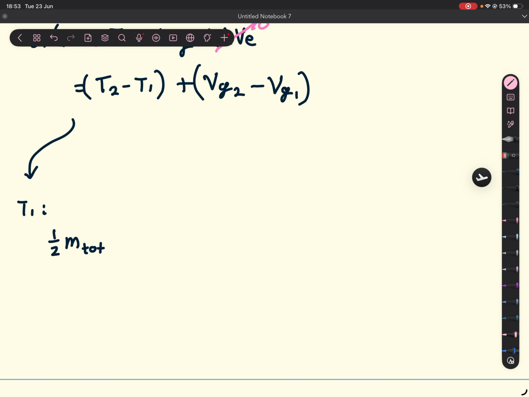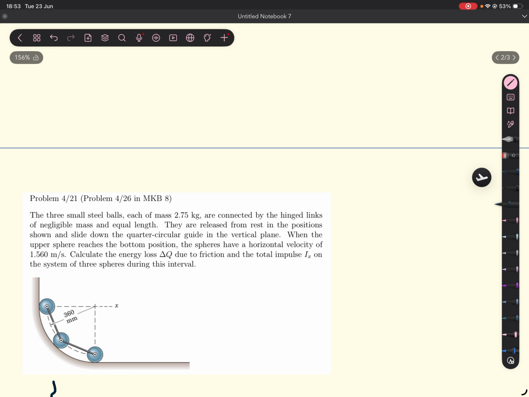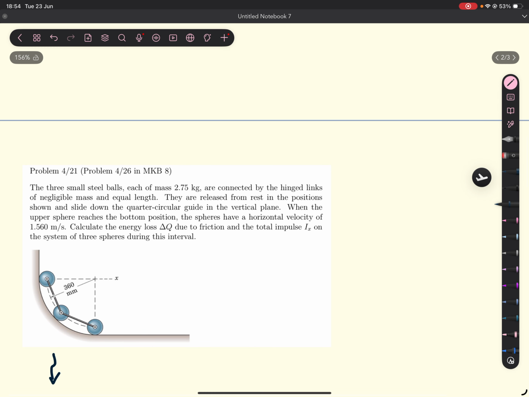So T1 is equal to that Vg squared, which is just going to be equal to 0 because Vg is equal to 0. Cool. Then for T2, we're told that everything is moving at the same velocity, right? Because everything's linked together, so everything has to move at the same velocity, which then means that the center of mass is also going to be moving at that same velocity, right? So everything is moving at 1.56 meters per second.